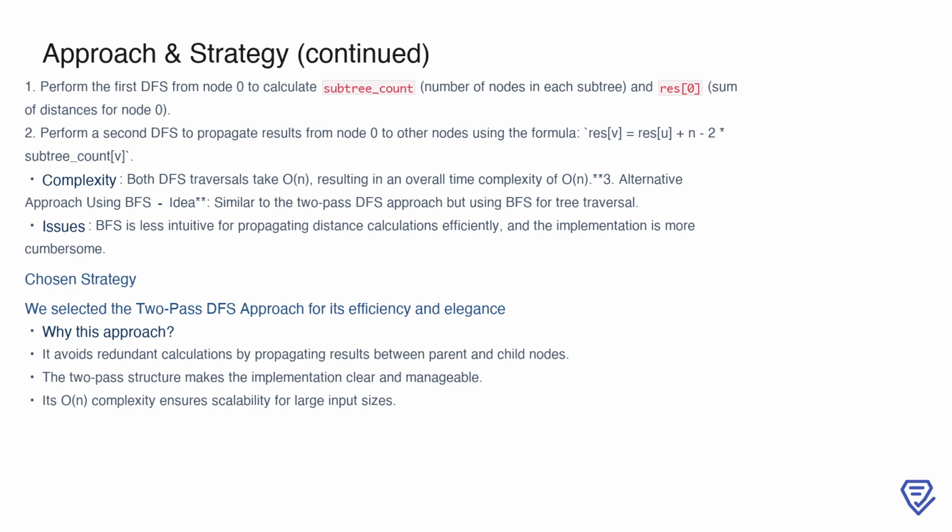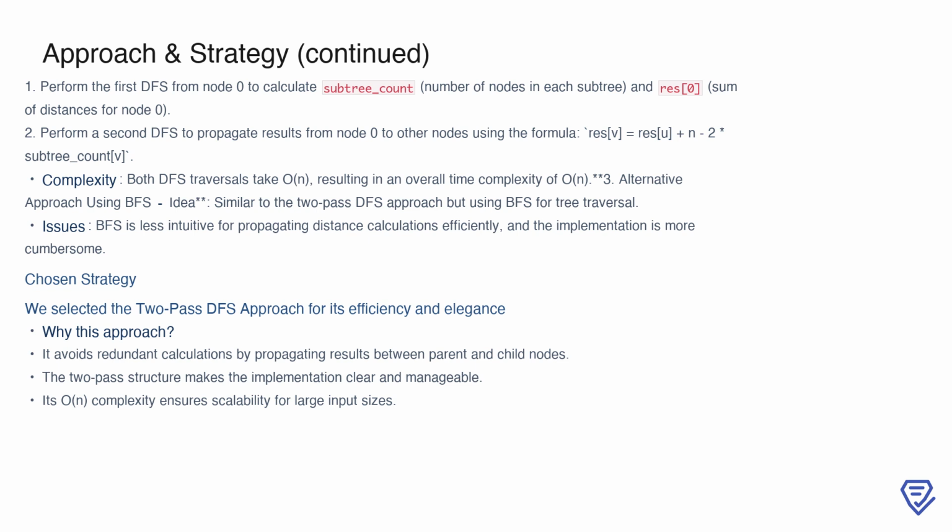This formula works because moving from the parent to the child shifts distances to nodes in the child's subtree and those outside it in a predictable way. The beauty of this approach is that both DFS traversals run in O(n) time, resulting in an overall time complexity of O(n), which is highly efficient.